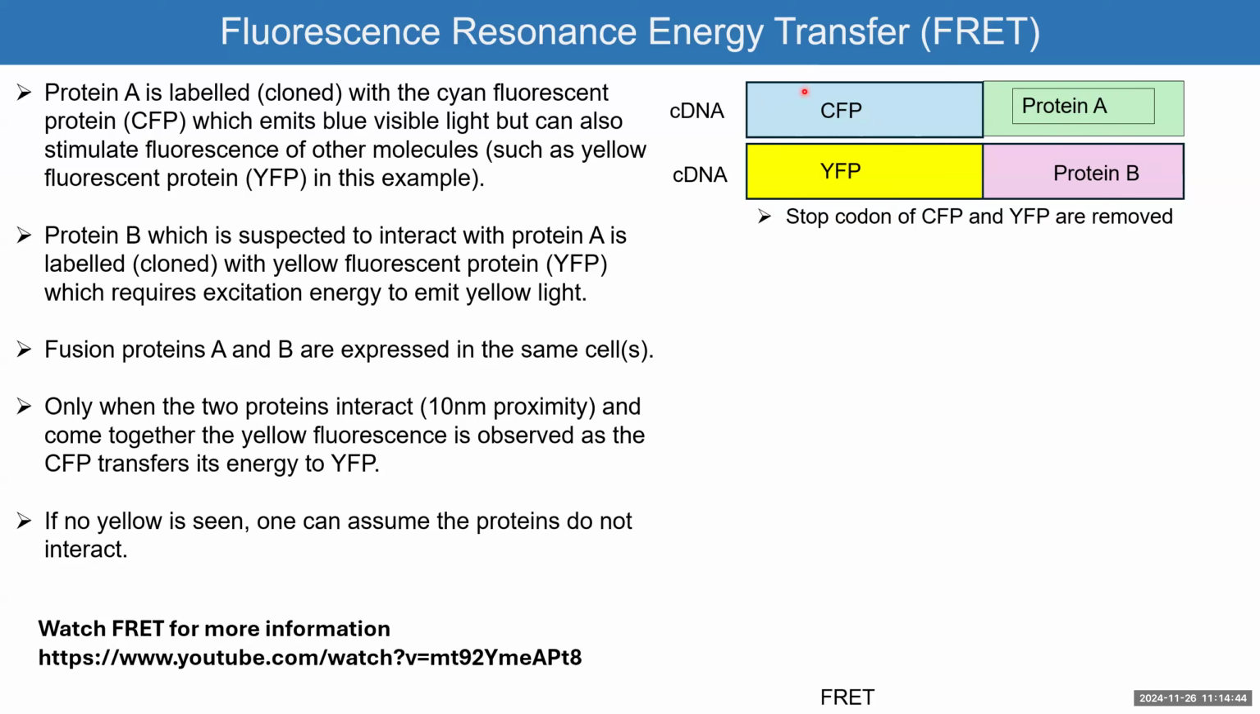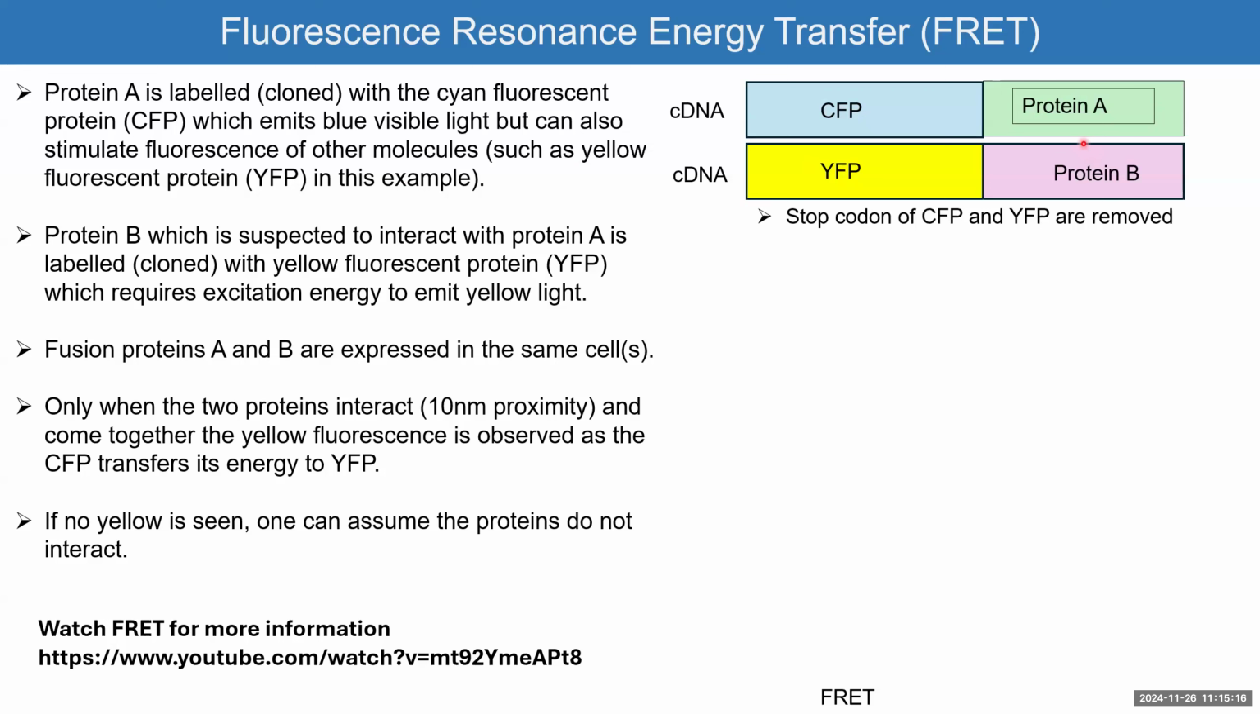Remember, if you're making a fusion protein between CFP and A or YFP and B, you start with the start codon, you go all the way till the stop codon of YFP, you remove that stop codon, and then you insert the cDNA for A. So you have both proteins with no stop. The same here. Now, I have the CFP, it has a higher energy. And I have the YFP, it has a lower energy.